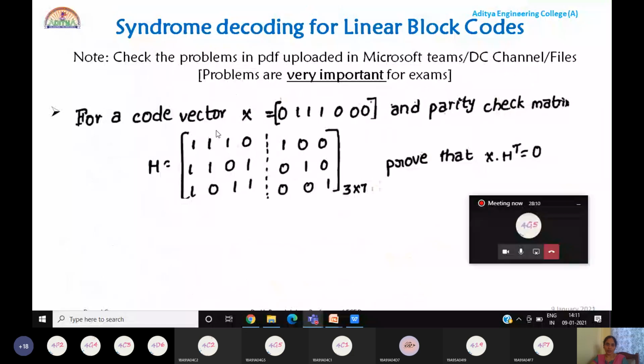And here another model is for a code vector. For a code vector, what is x generally? X is a transmitted code vector.